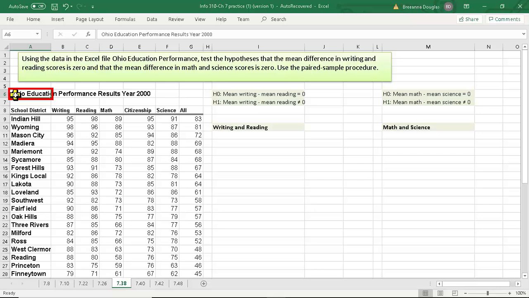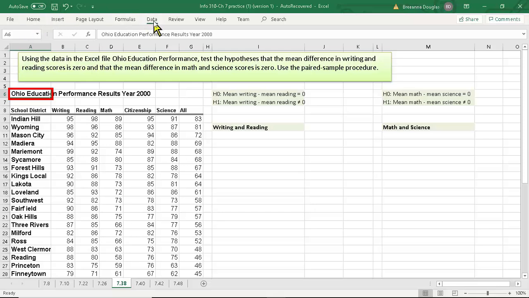Hello, today we'll be performing a paired two-sample hypothesis test for means. We will be performing two tests. The first test will be determining if the mean difference between writing and reading scores is 0, and the second test will be determining if the mean difference between math and science scores is 0. We will start by analyzing our reading and writing scores.